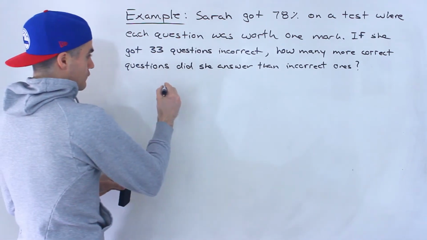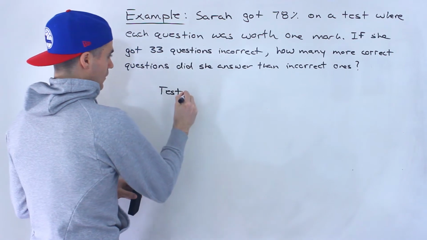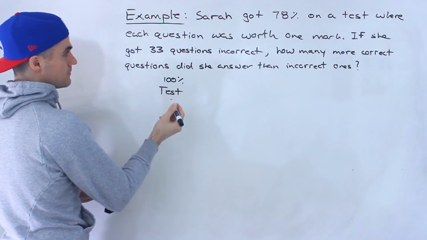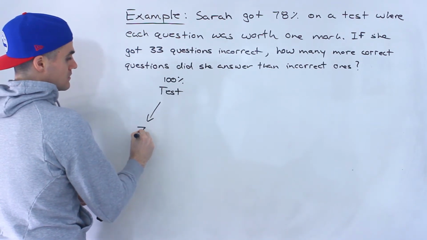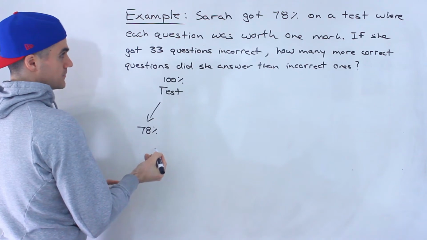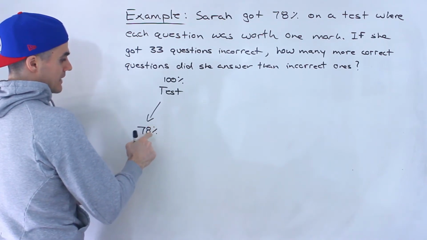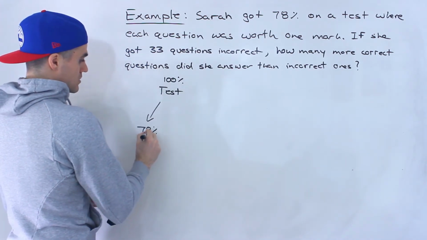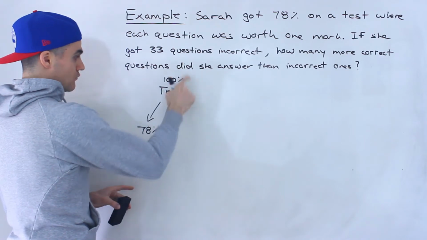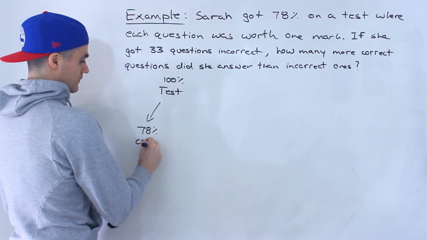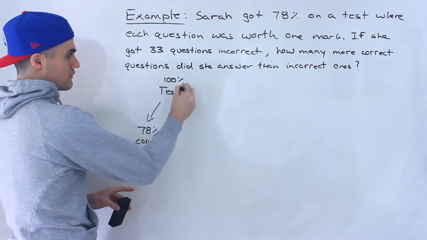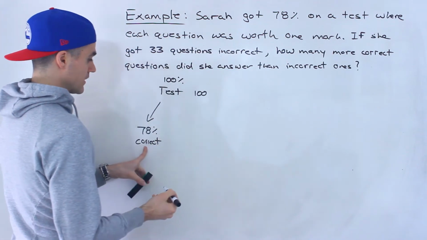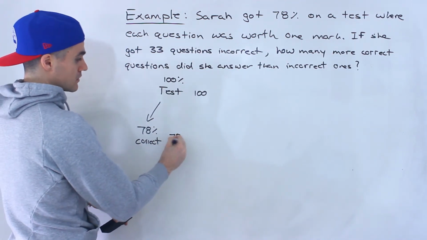So let's say that we have a test with a certain amount of questions, and if you get all the questions correct, you would get 100%. However, Sarah got 78% on the test, meaning that, because each question was worth 1 mark, she answered 78% of the total questions correctly. So if there were 100 marks on the test, then she answered 78 questions correctly.